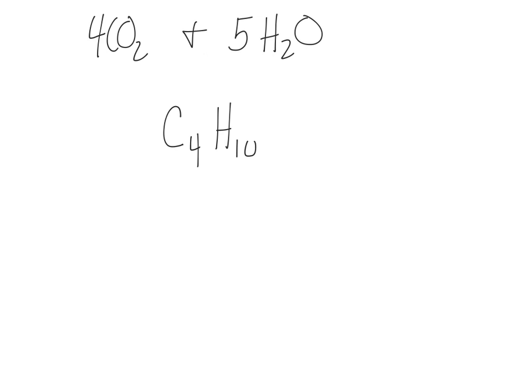So now if we have 4 CO2 molecules and 5 H2O molecules, and we know that all of that carbon came from the hydrocarbon and all of that hydrogen came from the hydrocarbon, we simply count up the carbon and count up the hydrogens, and we come up with a formula, C4H10. Well, now we've got to go one more step.